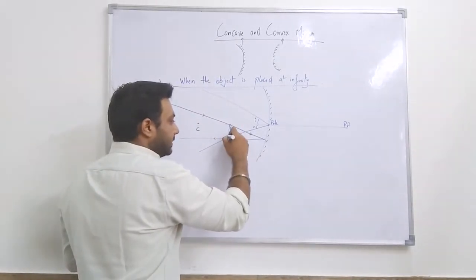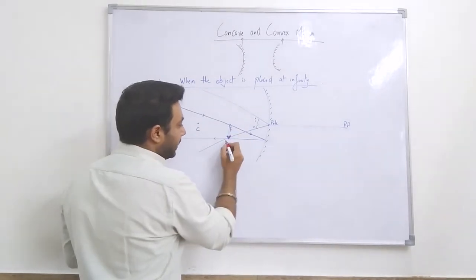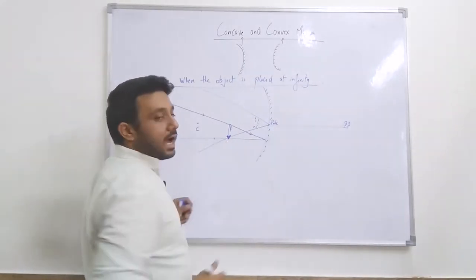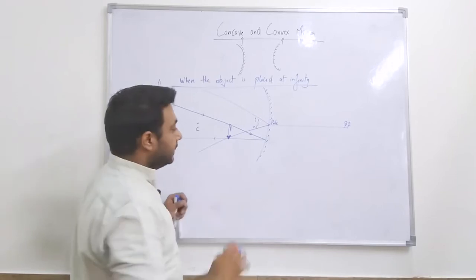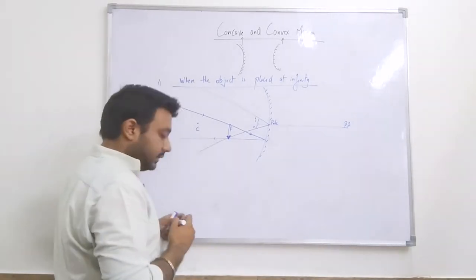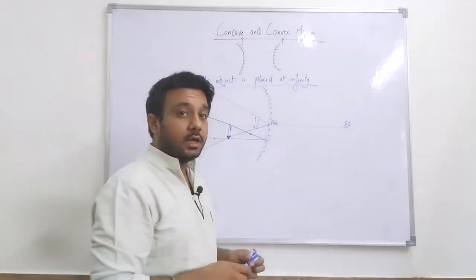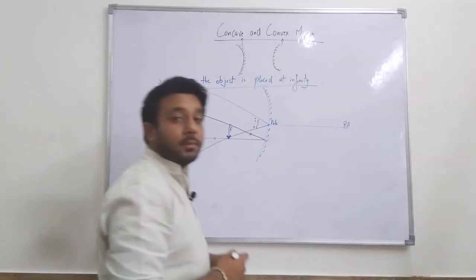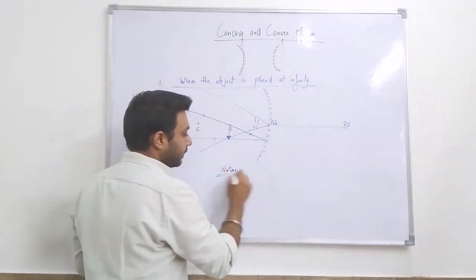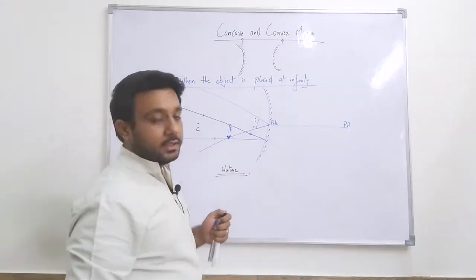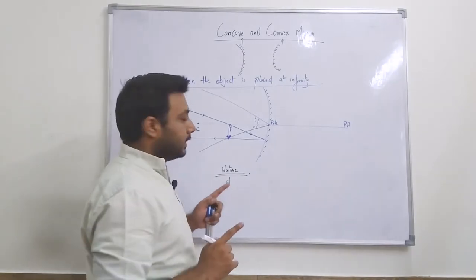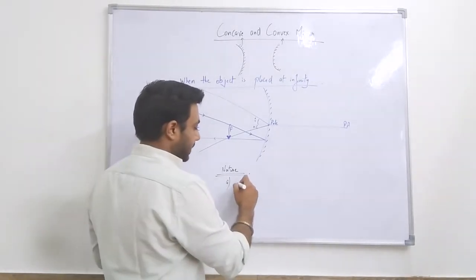Okay, now this is the image, the point where the reflected rays after the reflection intersect each other. The image will be formed there. Clear? Now we have to see 3 things about the nature of the image. Here, when the object was placed at infinity, the first observation is that the image is formed at focus.